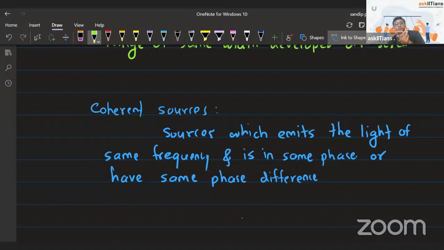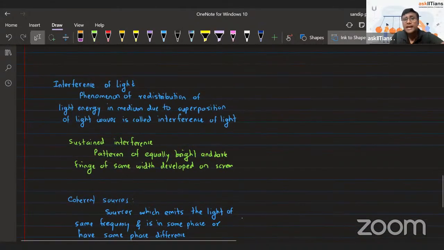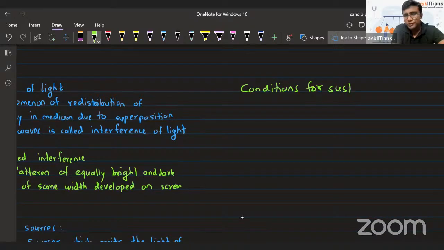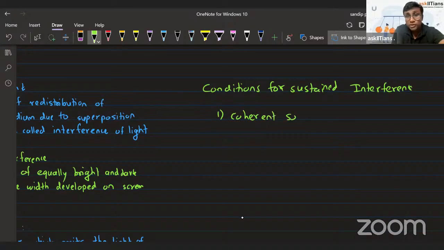That we can call coherent sources. They can ask what are the conditions for sustained interference. Sustained interference means we have seen there must be equally bright and equally dark fringes or same width bands. So what are the conditions? First one, they must be coherent sources. We need two sources, and those must be coherent sources.